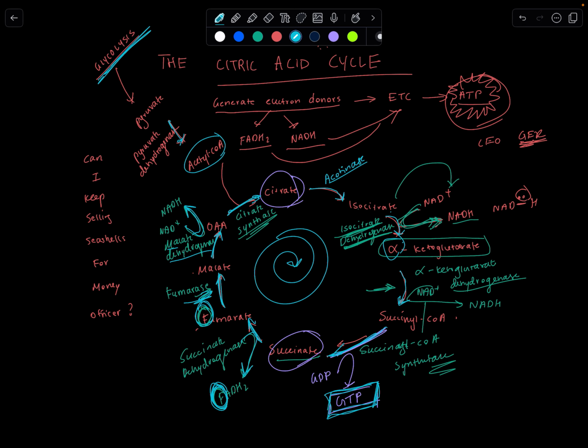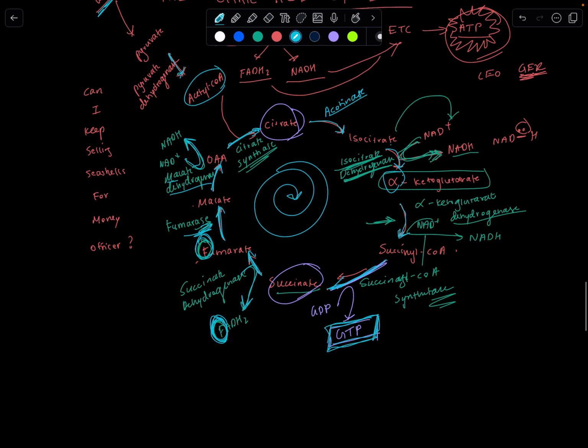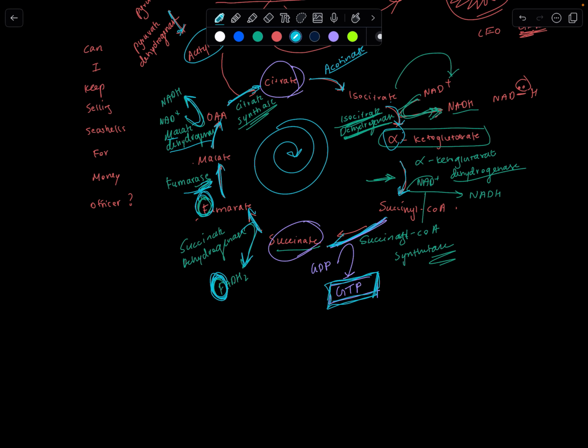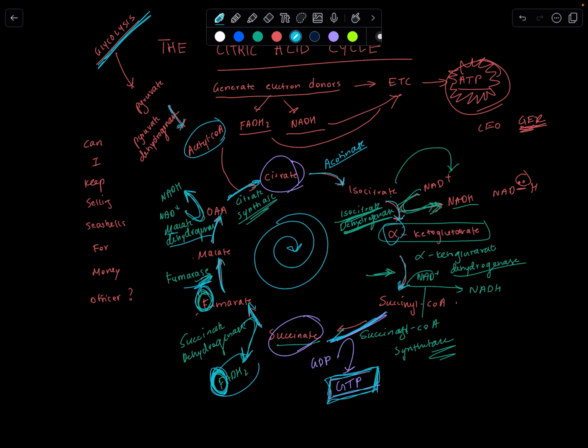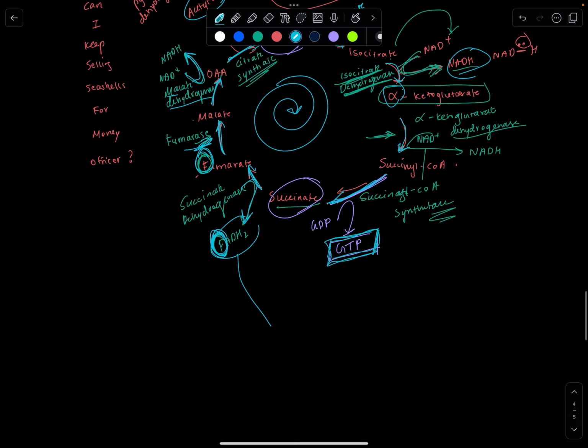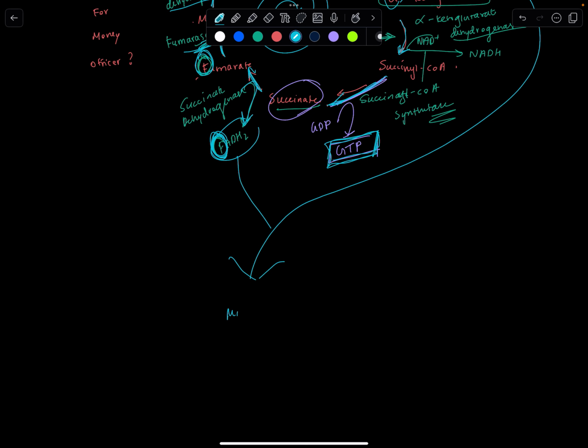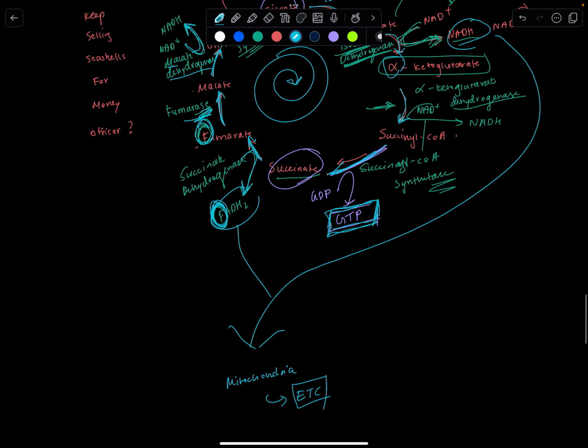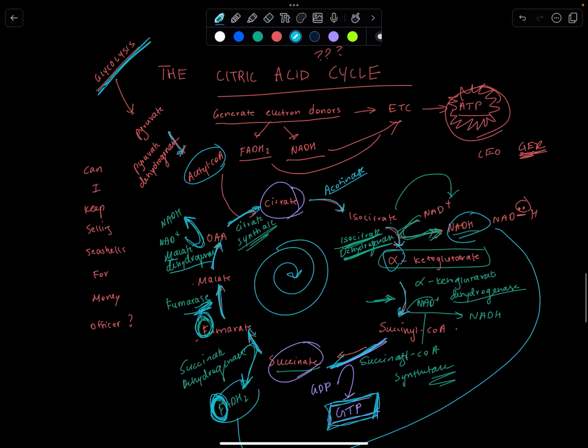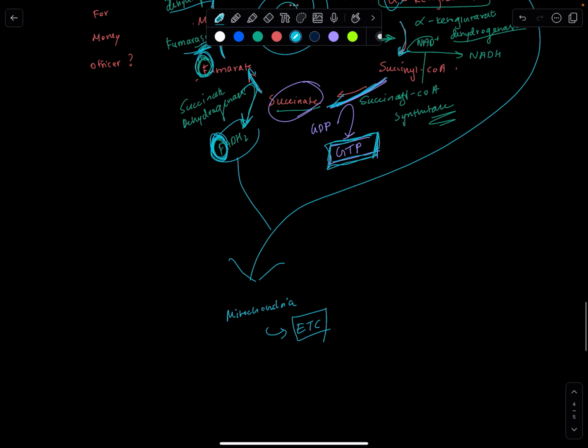The cycle is going to keep on going like that forever. These electron donors, just to reiterate, these electron donors that have been generated, your NADHs and FADH2s, are going to go into the mitochondria where the electron transport chain is happening. And if you guys want, I can make a separate video in the future detailing the electron transport chain.